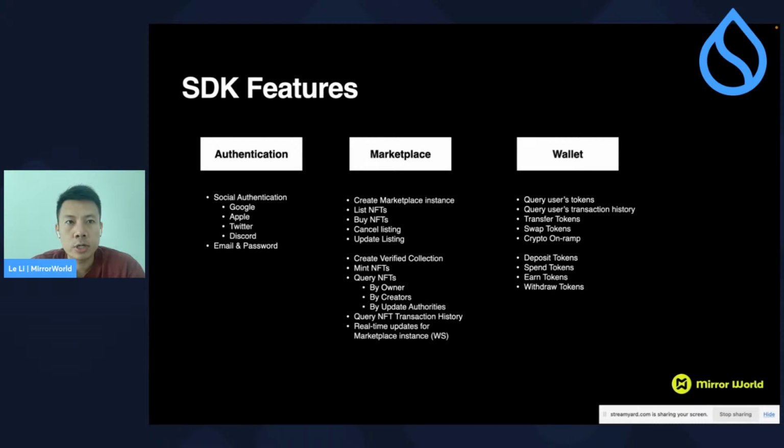Here is a very quick introduction to what the SDK offers. We have three features in general. The first one is authentication. We provide social authentication to Web2 users so that they can use, for example, Google, Apple, Twitter, or Discord, the way they are familiar with, to log into your app or games. Similarly, we also provide email and password.